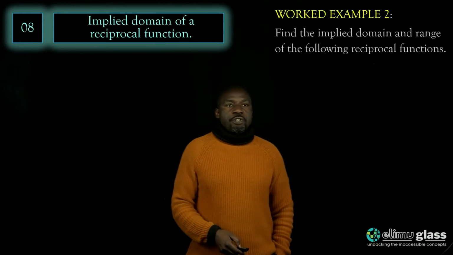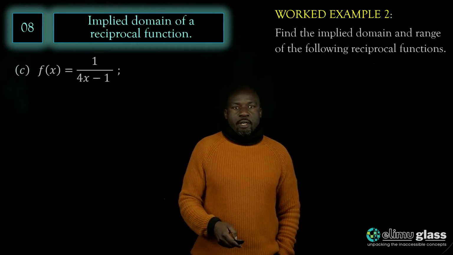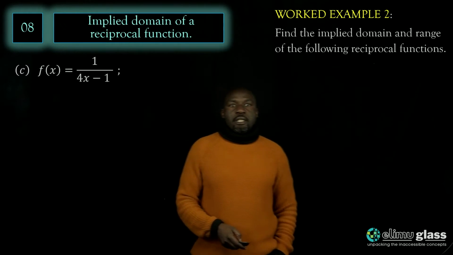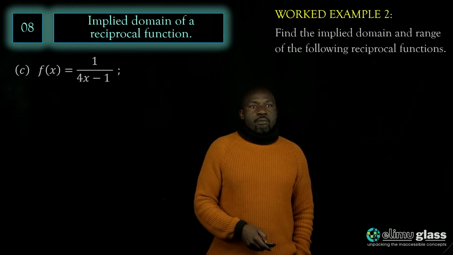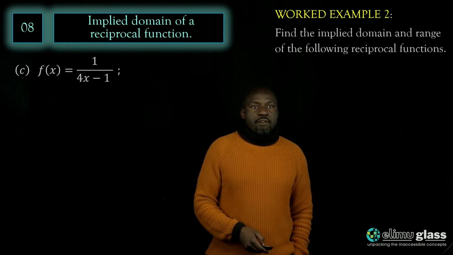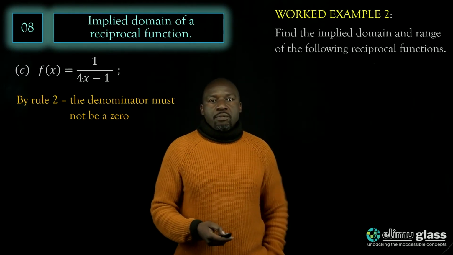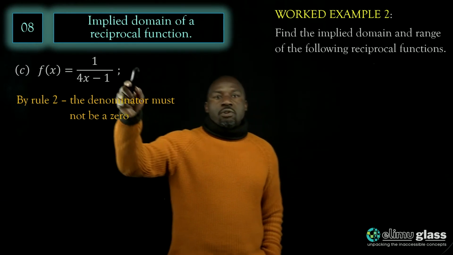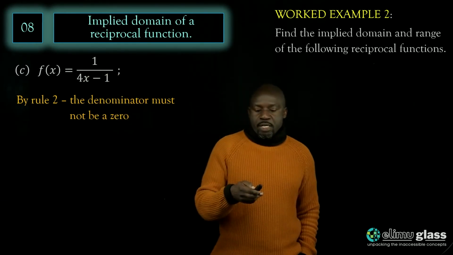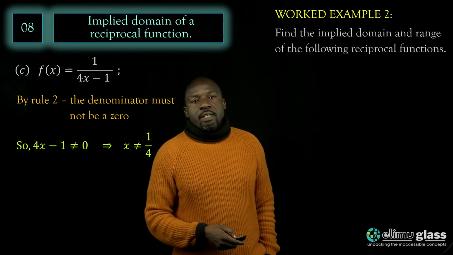So here is the last question. Second last question, as a matter of fact. f of x is 1 over 4x minus 1. All right, once again, find the implied domain and range of the following reciprocal functions. So again, by rule number 2, the denominator must not be a 0. So the 4x minus 1 cannot be a 0. So we write that 4x minus 1 is not 0.